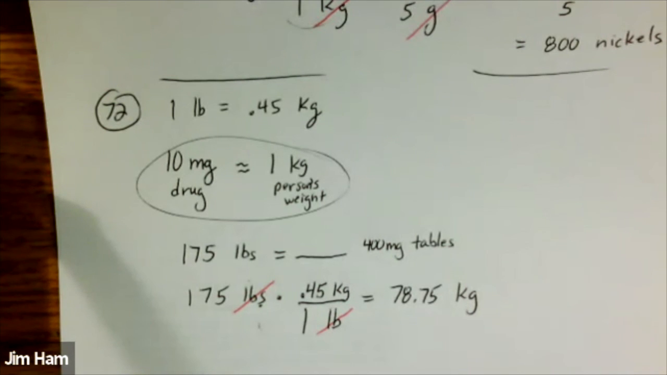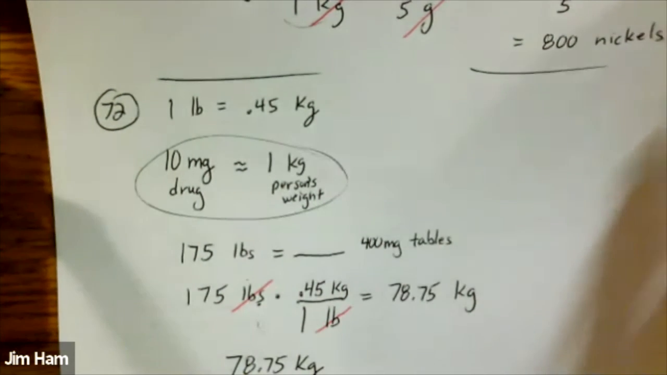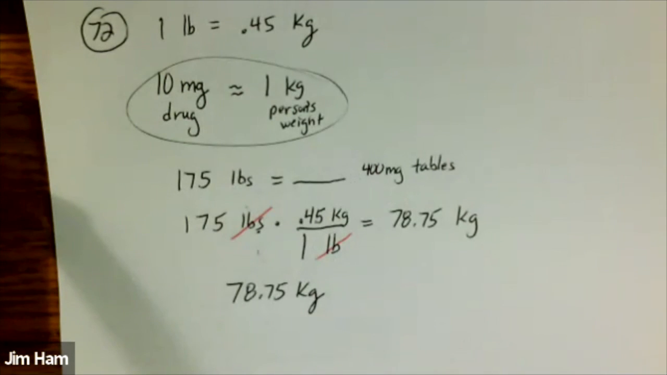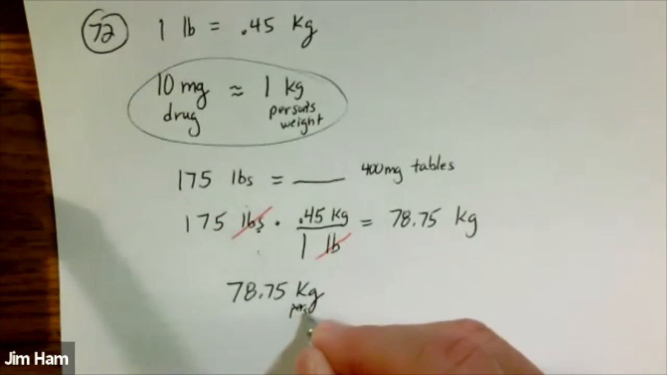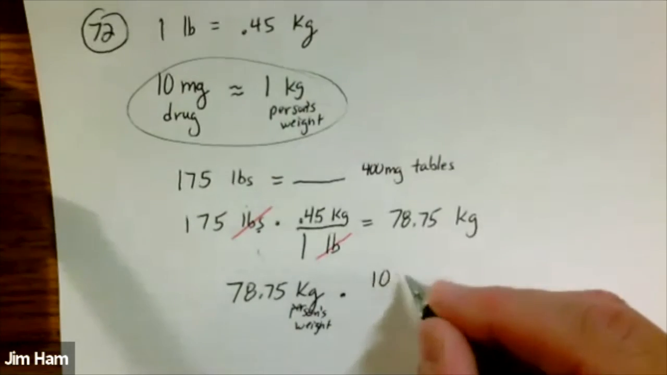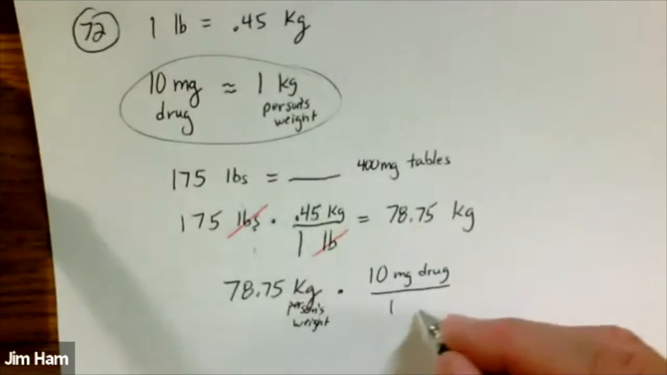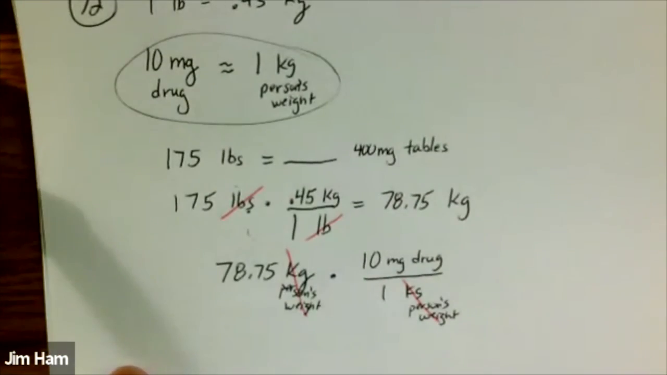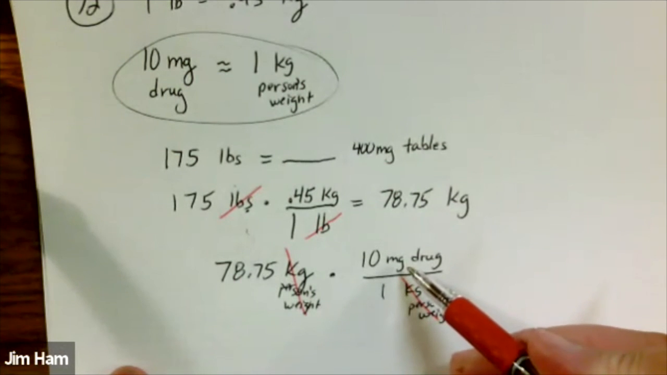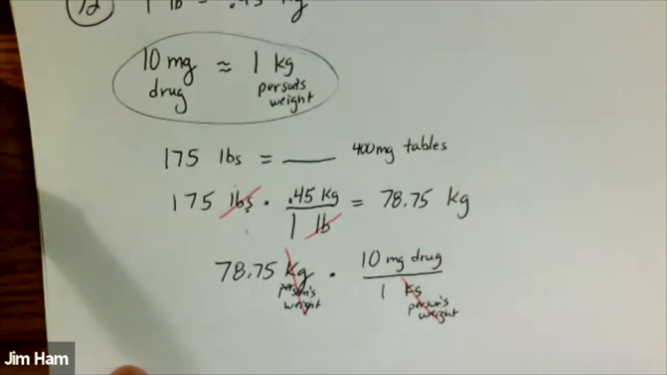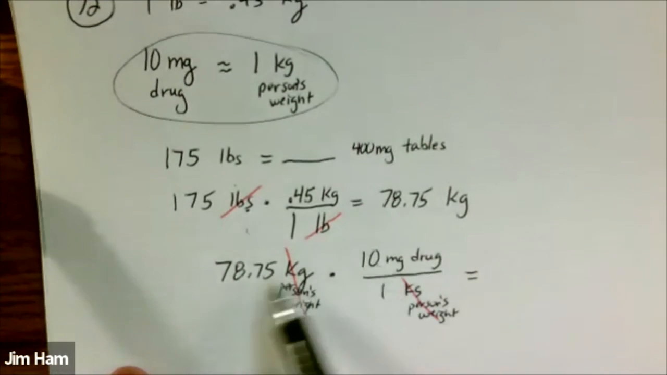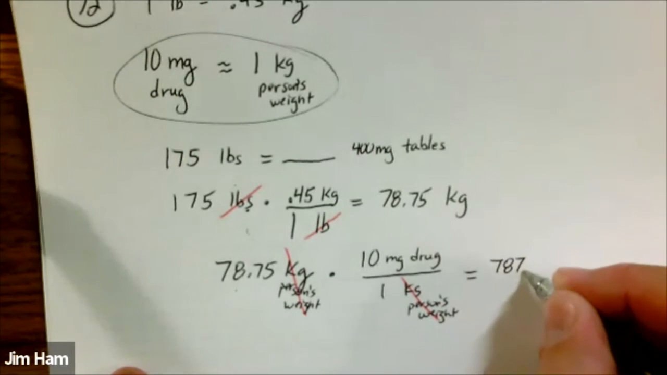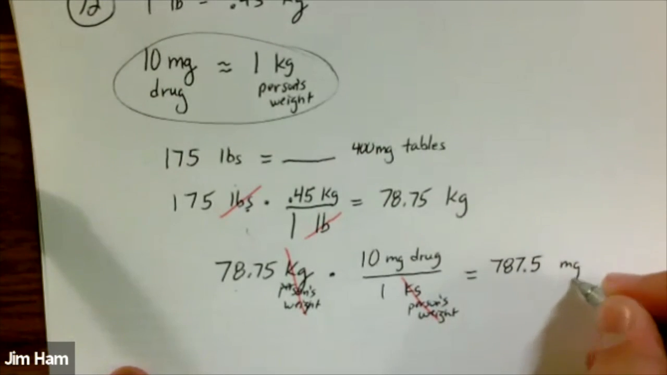All right, so this person weighs 78.75 kilograms. Next part, for someone that weighs this much, we have to administer 10 milligrams of the drug for every kilogram the person weighs. And this is the person's weight. So we're going to multiply by the 10 milligrams of the drug all over 1 kilogram of the person's weight. So the kilograms of the person's weight will cancel, leaving the number of milligrams of the drug. And everything in the bottom cancels out. If you take 10 and multiply by this number, you get 787.5 milligrams of the drug, right?